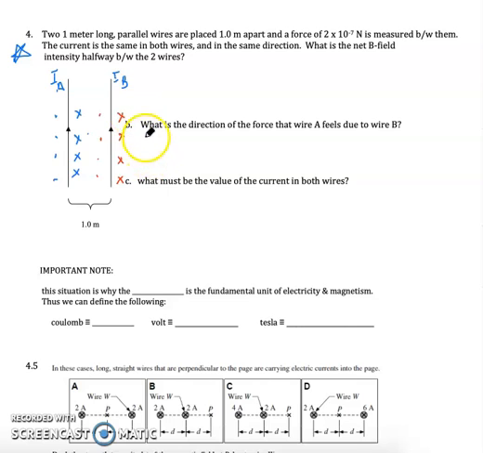Okay, so the next question is part B, and that's actually the most common type of question. What is the direction of the force A feels due to B? So F of A due to B. This is where things get kind of confusing, because you have two different currents, two different magnetic fields, yet you have one force. Let me point out that the reason A feels a force is because its current in A is cutting through B's magnetic field.